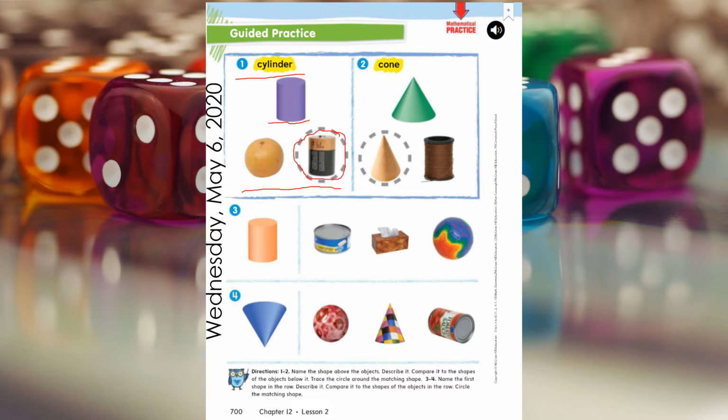Okay, and then we look at our model of a cone and which one of these is a cone. Right, the cone here, which I'm going to guess is maybe an ice cream cone. I can't really tell in the picture. Maybe you can see it better.